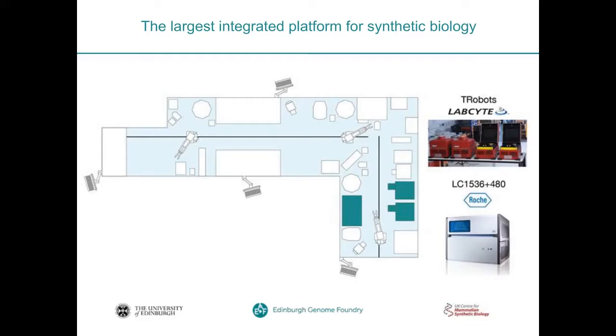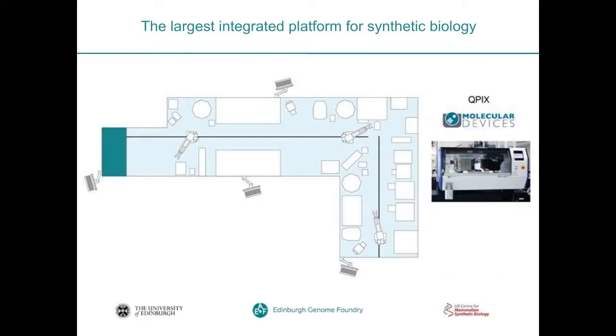Now, we also have a collection of PCR machines. These are the machines in which the ligation reactions actually occur. So we have a little collection of T-robots, which are made by Biometra, and a collection of LightCyclers made by Roche. We also have, of course, our Molecular Devices QPix, which is located at the very end of our platform, and the back panel of the instrument is removed to allow access from the rear for the robotic arms to deliver consumables in a fully automated way.